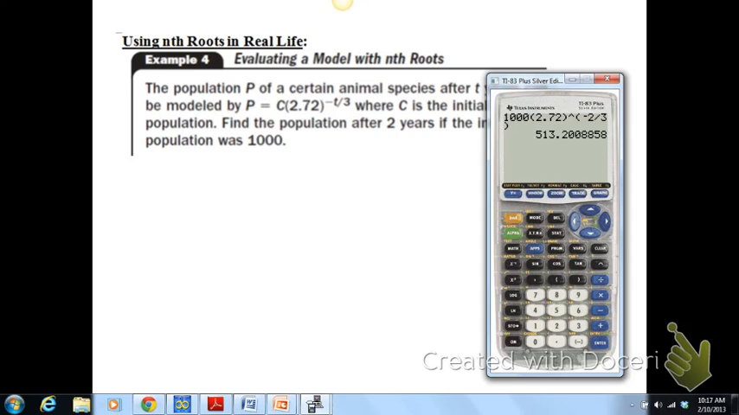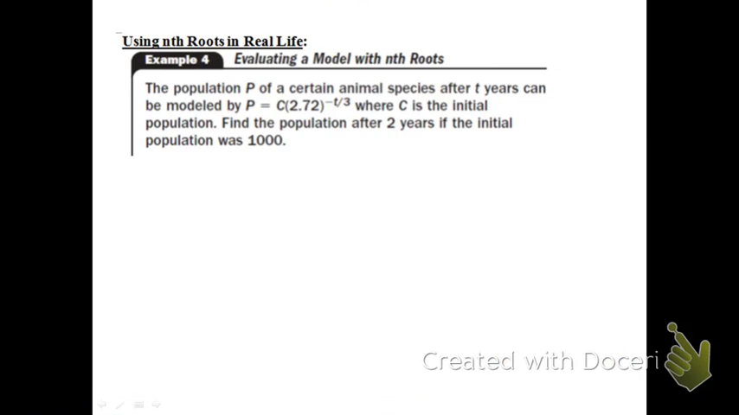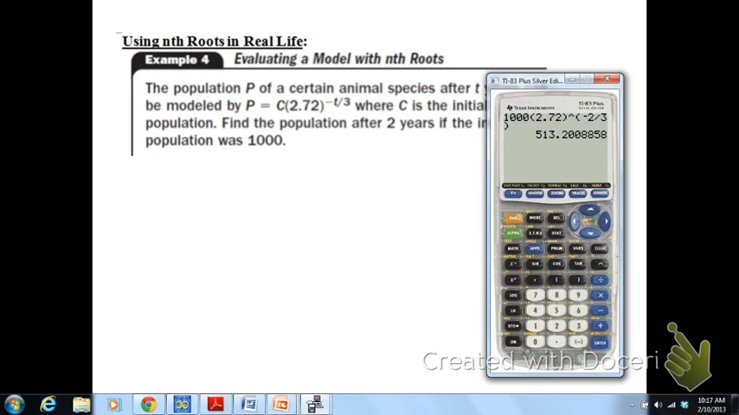So if I hit enter, we should have the population. This is kind of a sad situation because it appears that the population is decreasing. It started at 1,000, and 2 years later it's only at 513 if we were to round to the nearest whole number. So we have 513 species left. And that's something we'll talk about when we have that negative exponent, that this base value will decrease over time. Let's do another example.